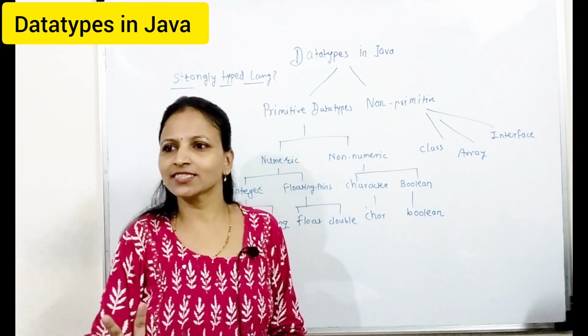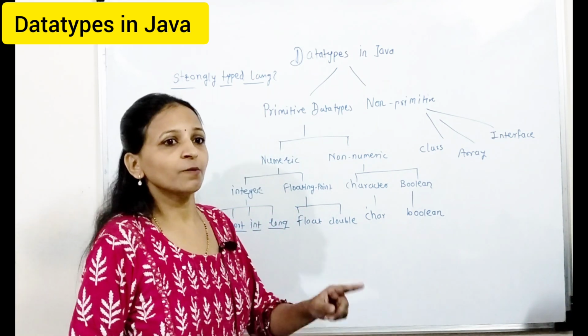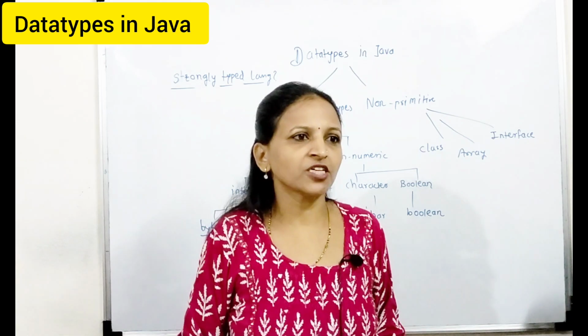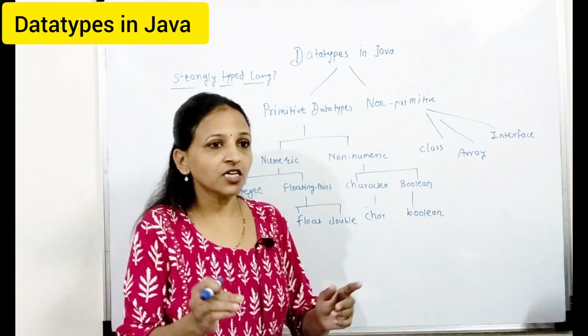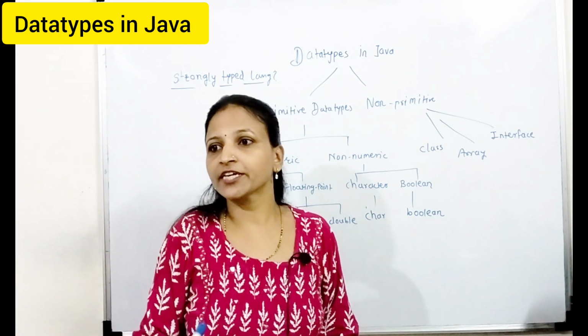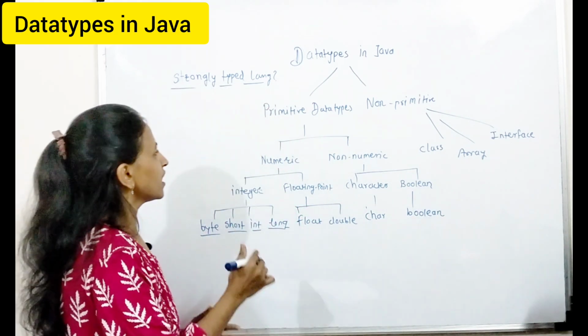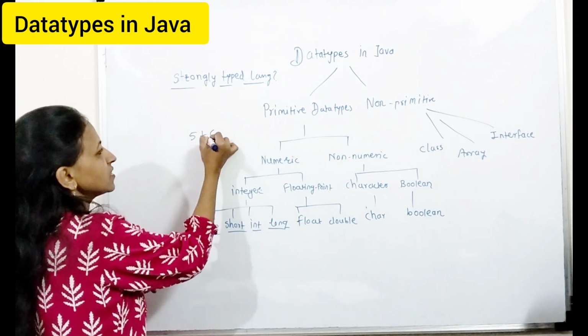Just like C and C++. Means every variable has a data type with it. Suppose you have written any expression, then strictly the data type of the expression will be checked. Every expression again has a data type. Let's say you have written 5 plus 6. This is the expression.